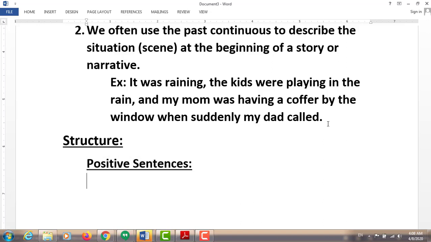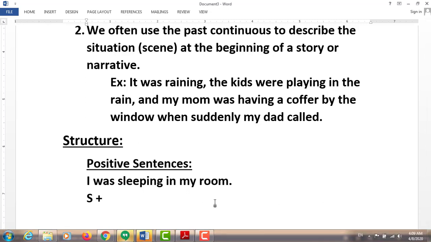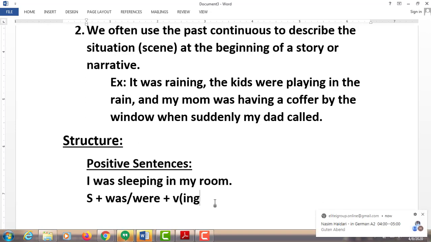Okay? For example, I was sleeping in my room. I was sleeping in my room. Let me see. I was sleeping in my room. First I have subject, and then we have was or were, and then we have verb ing, and then we have complement.